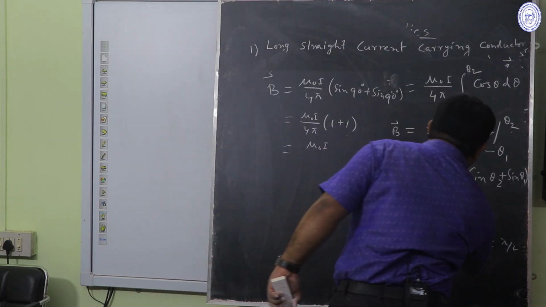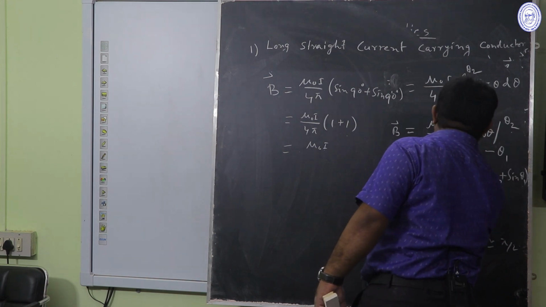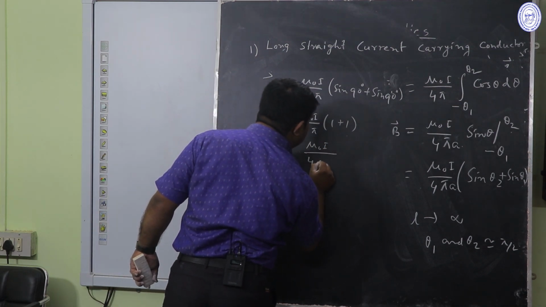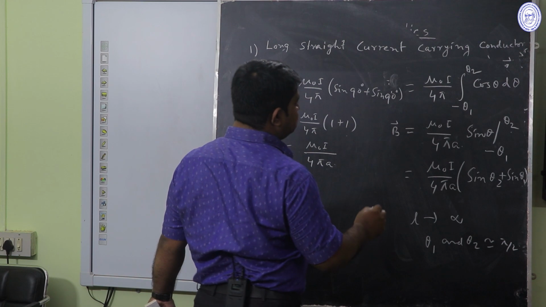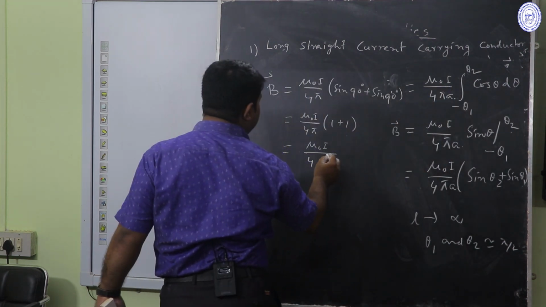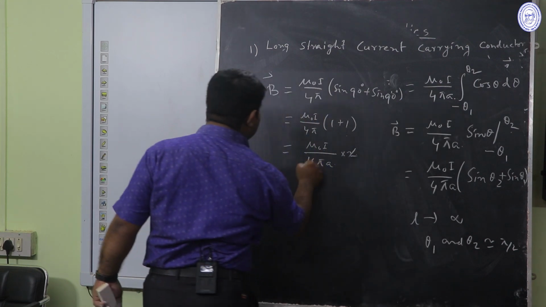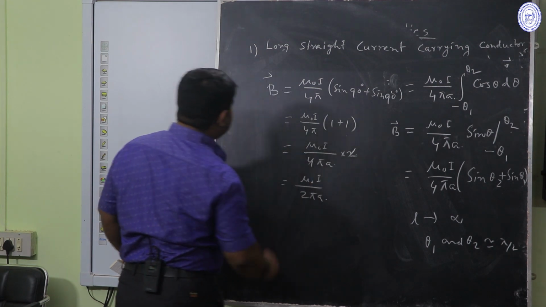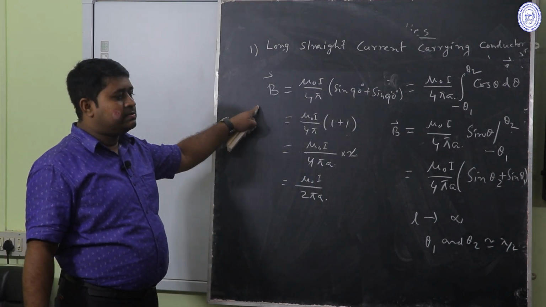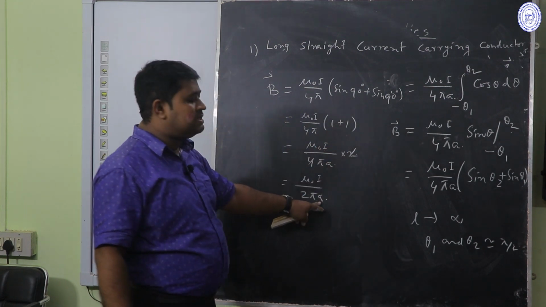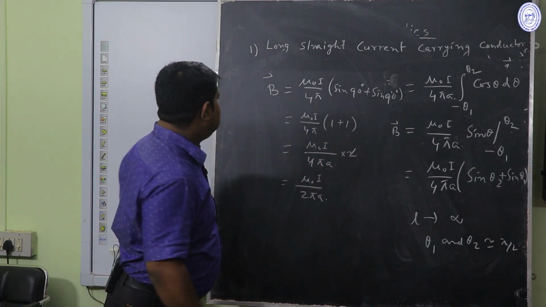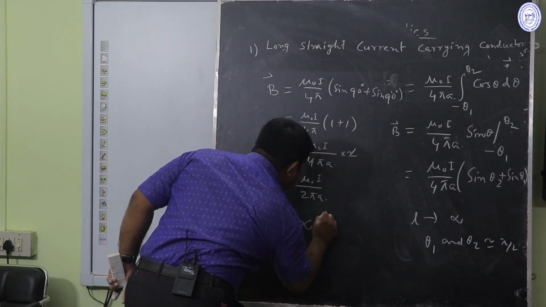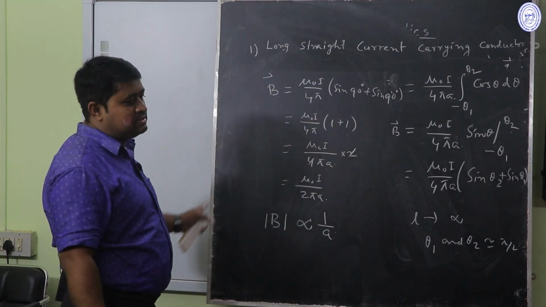Suppose the perpendicular distance is a. So mu 0 I by 4 pi a, into 2, the 2 cancels, so B is mu 0 I by 2 pi a. Thus, we notice that the magnetic field outside the conductor is inversely proportional to the distance from the axis of the conductor.